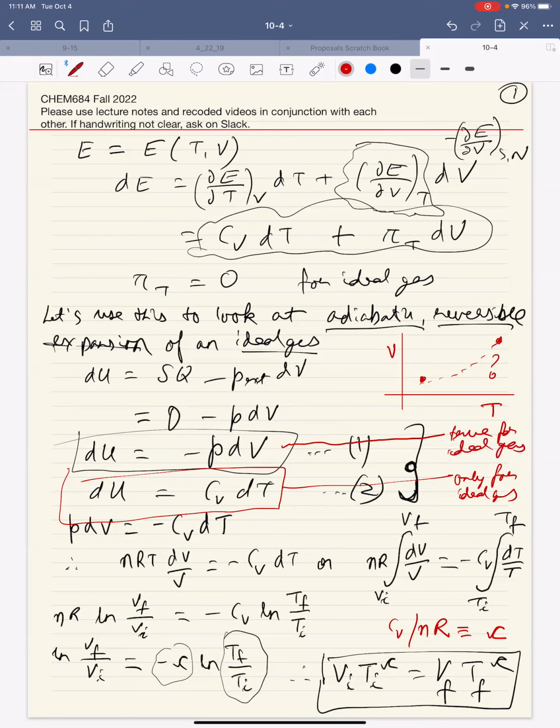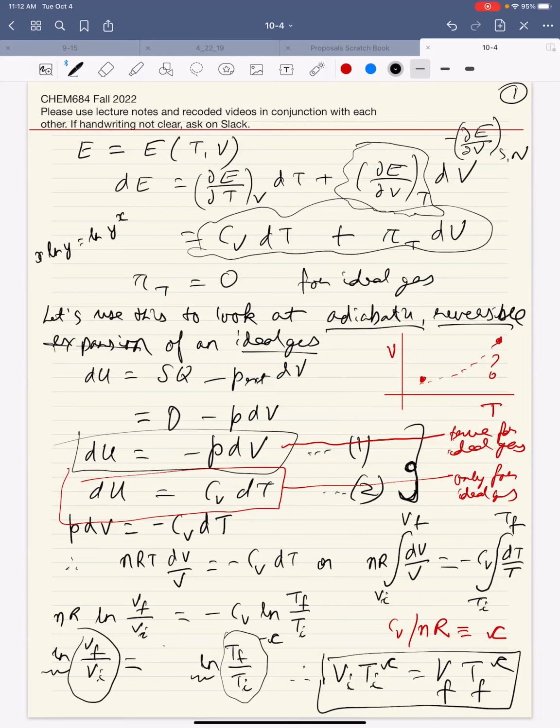Any questions about this? Yeah, go ahead. I'm just confused about the last one. How do you go from ln TF? Oh, good. No problem. So you see this minus C over here, right? Now let me do a magic trick. I will do this and make it to the power minus C, because x ln y is equal to ln of y to the power x, right? So that's what I did. And then I can remove this ln and ln, right? So therefore VF by VI is equal to TF by TI to the power minus C.